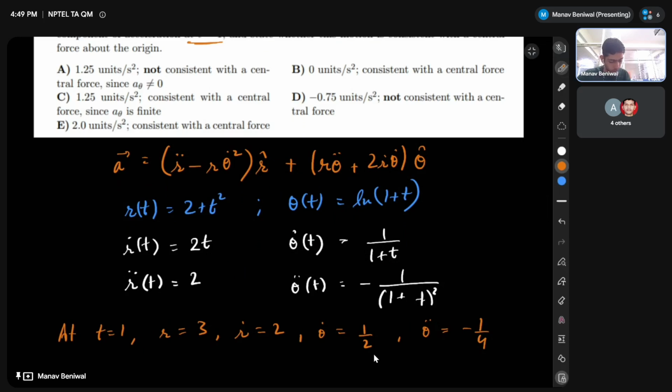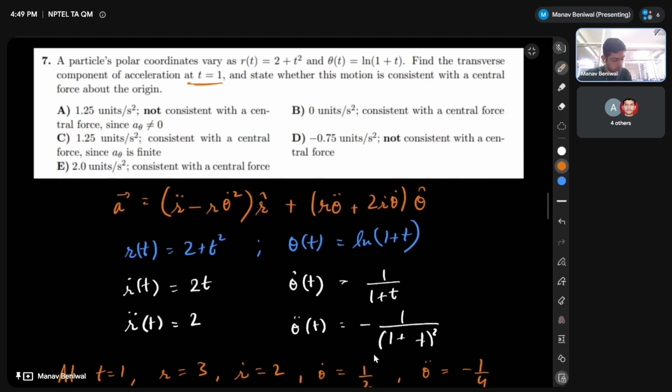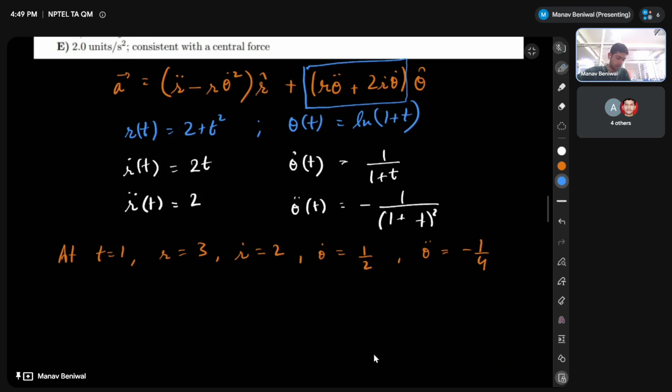The question asks what is the transverse component. By transverse component, we are asked about the theta component, so it is simply r theta double dot plus 2 r dot theta dot. So the transverse component a theta at t equals 1 is simply r theta double dot, where r is 3 and theta double dot is minus 1 by 4, plus 2 times r dot, which is 2, and theta dot, which is 1 by 2.